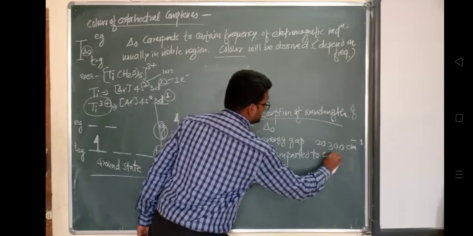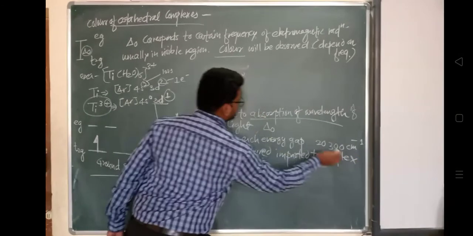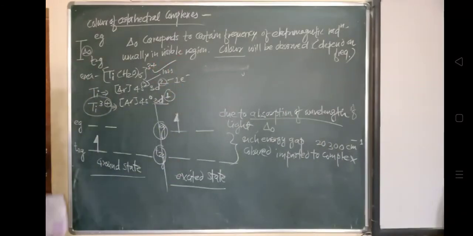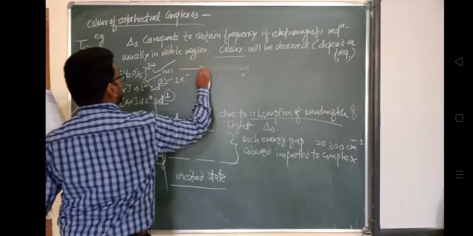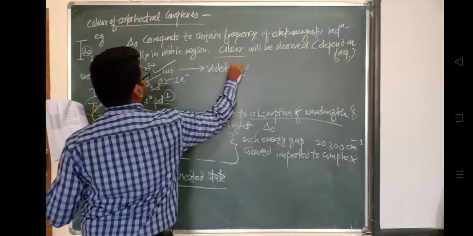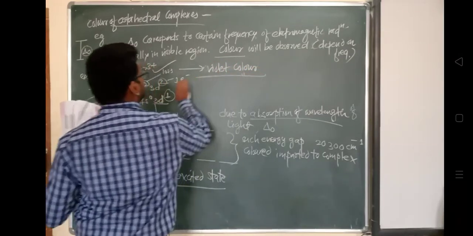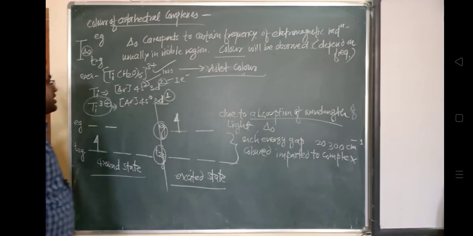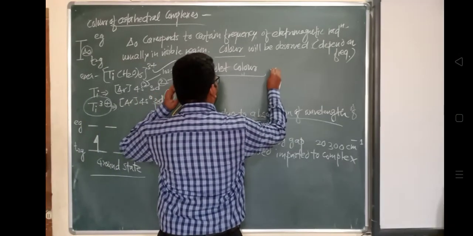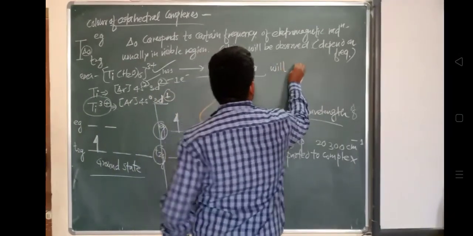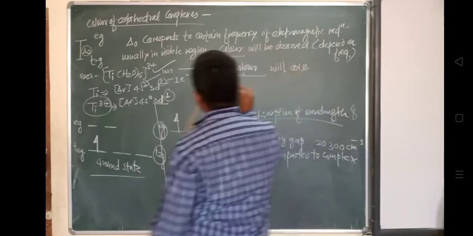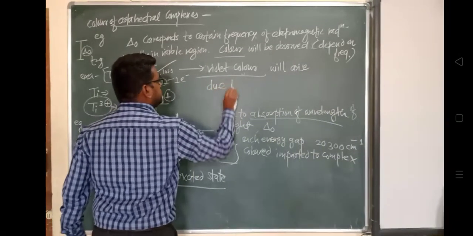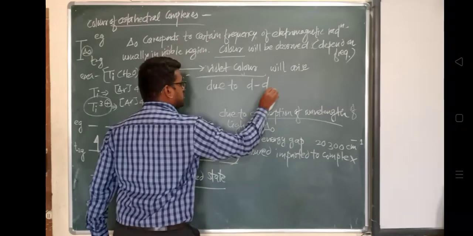What does a complex do? It shows color. Now this complex will show some color. So it is showing the violet color. Okay, which color is it showing? Violet color. The violet color of this complex arises from such a DD transition. How will it arise? This color will arise due to DD transition. So this is important: DD transition.